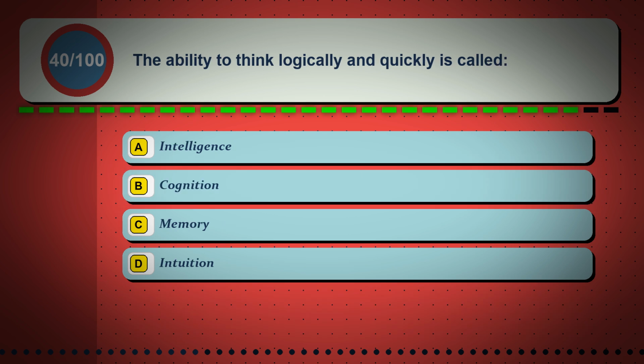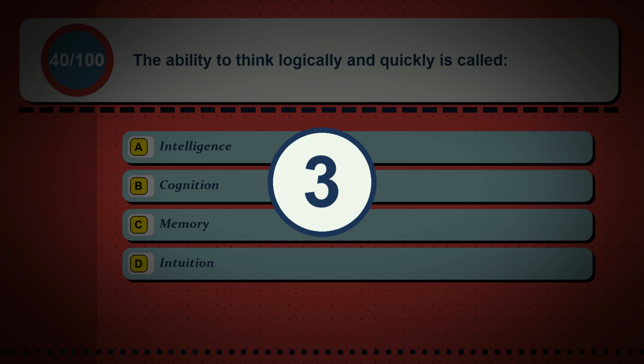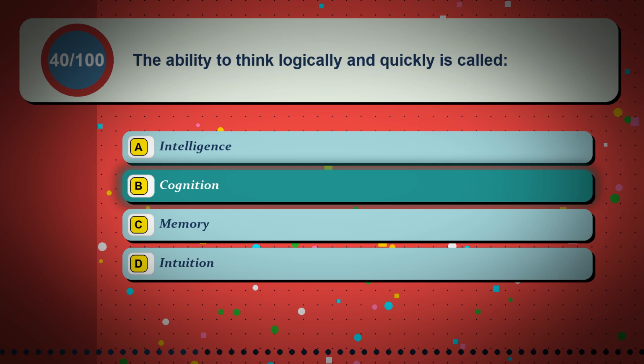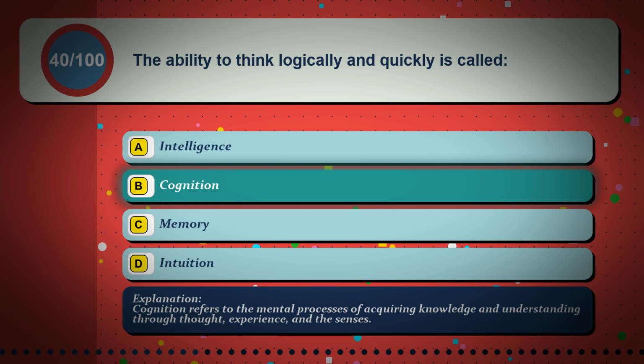Question 40. The ability to think logically and quickly is called: Option A. Intelligence. Option B. Cognition. Option C. Memory. Option D. Intuition. The correct answer is option B. Cognition. Cognition refers to the mental processes of acquiring knowledge and understanding through thought, experience, and the senses.